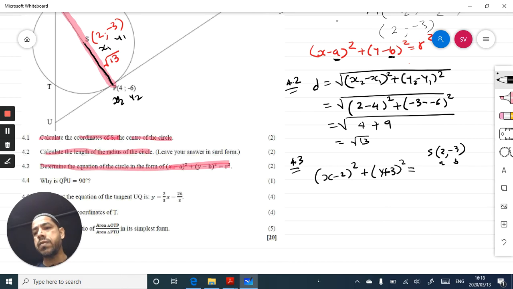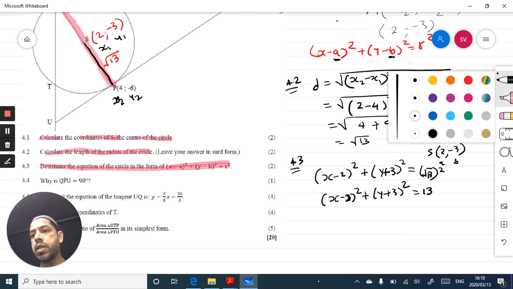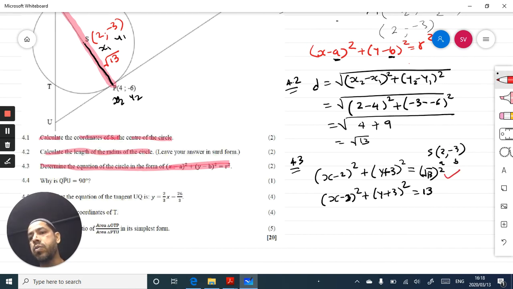The distance I just found is square root of 13, that is r. I have to square it, so basically in the next step it will become 13. So if they say r squared, I can keep square root of 13 squared. That's 4.3. And this is what I'm going to keep, because this is r squared, so I'm going to keep the square in my equation.